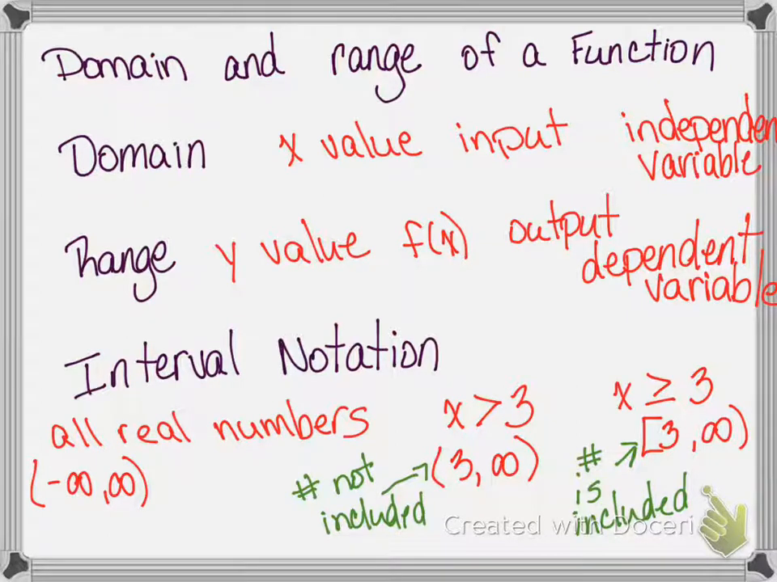When I've got a value such as x is greater than or equal to 3, 3 is a solution. And the way I show that is by a bracket. I show the bracket right there. So that is interval notation. That's what we use when we're talking about domain and range. And we're going to use that a lot more today. But any general questions on that?